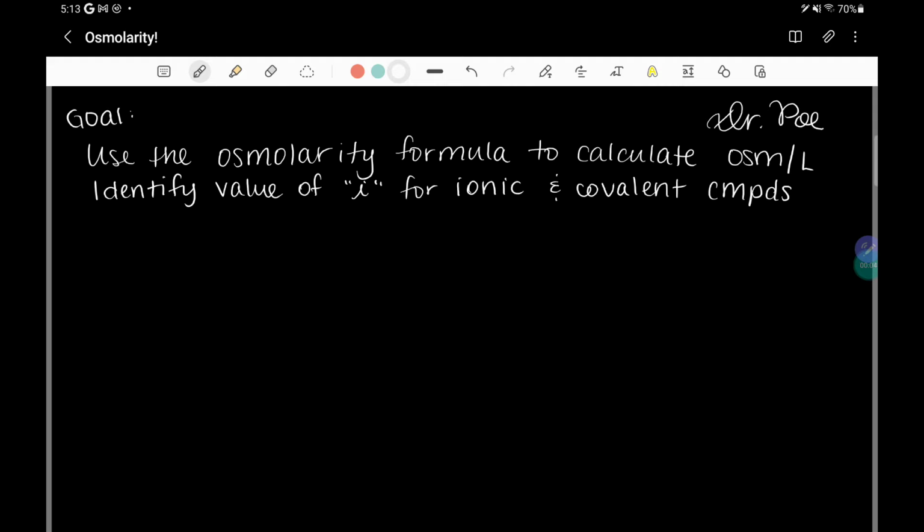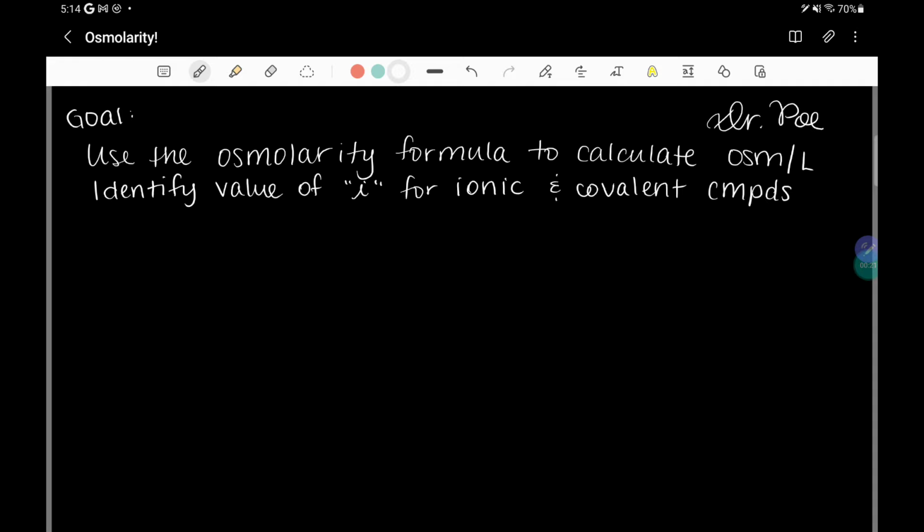Okay, everybody, today's goals are related to osmolarity. I was thinking about this because I just got discharged from an outpatient procedure where I needed some saline solution. And right there on the bag, it told me the osmolarity of this solution.